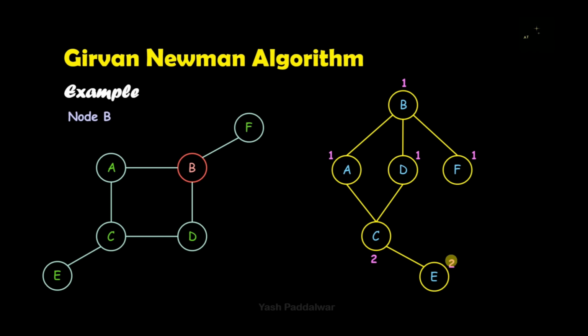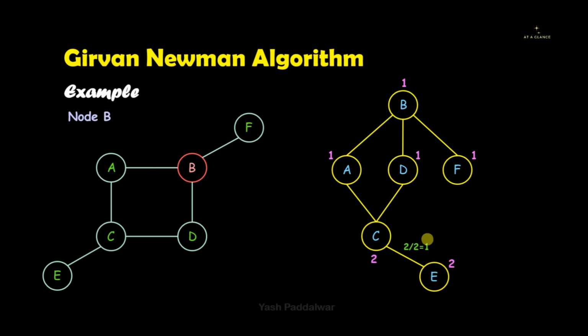Now we'll have to calculate the edge betweenness of every single edge starting from the leaf nodes. As I said, the rule is very simple. Calculating the edge betweenness of the edge which is stuck to the leaf node is simple. It is just the node weight of the next node divided by the node weight of the current node. So 2 divided by 2 will be 1.